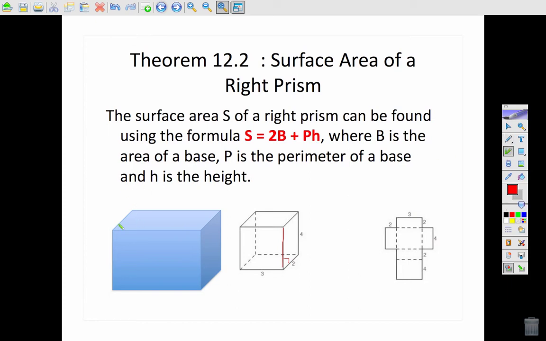So when we have a right prism, we always have 2 bases that are the same. So you have basically a top, and then we don't see the imaginary lines down here, but we have a top and a bottom. And what we want to do is calculate the bases, and then you want to calculate the perimeter of one of the bases, and then you are going to take that times the height. Okay, so those are the 3 measurements that you will need to calculate and then add together.